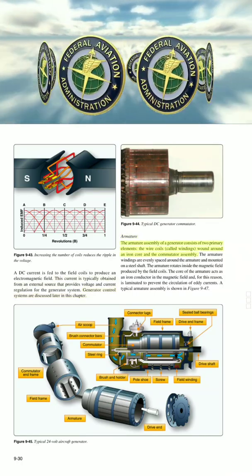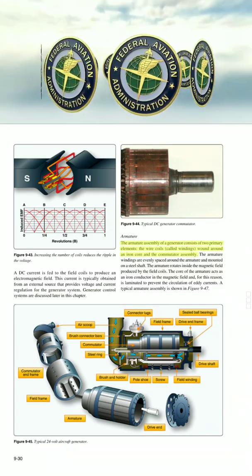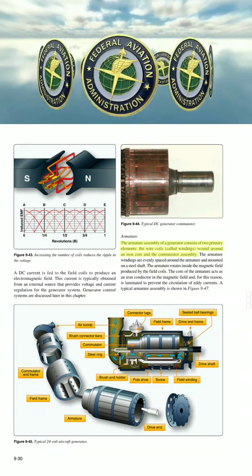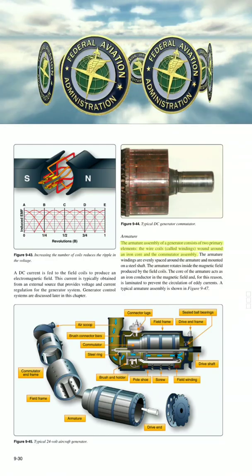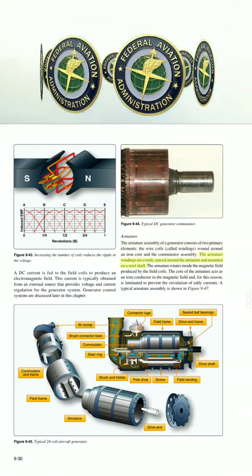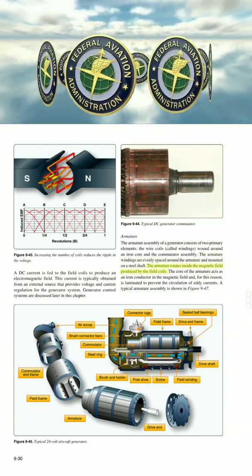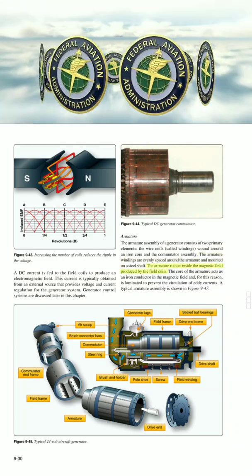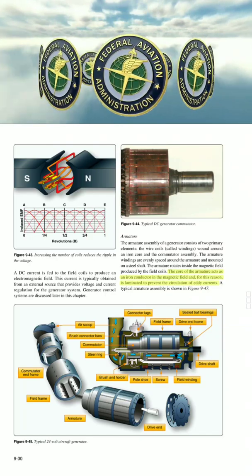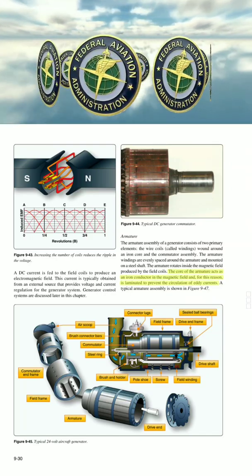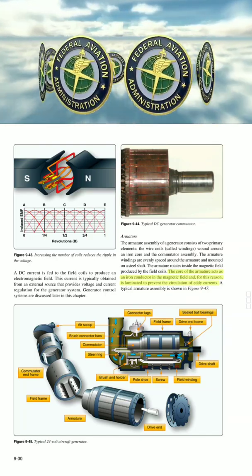Armature. The armature assembly of a generator consists of two primary elements: the wire coils, called windings, wound around an iron core, and the commutator assembly. The armature windings are evenly spaced around the armature and mounted on a steel shaft. The armature rotates inside the magnetic field produced by the field coils. The core of the armature acts as an iron conductor in the magnetic field and, for this reason, is laminated to prevent the circulation of eddy currents.